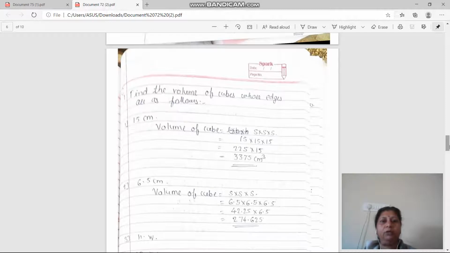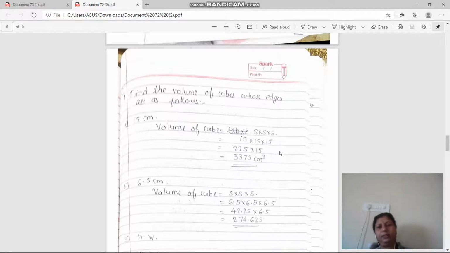Find the volume of the cube whose edges are given. So this example we have to solve with the help of the formula. The formula is volume of a cube is equal to side into side into side. So what is the edge here? 15. So 15 into 15 into 15. You have to multiply on your own.